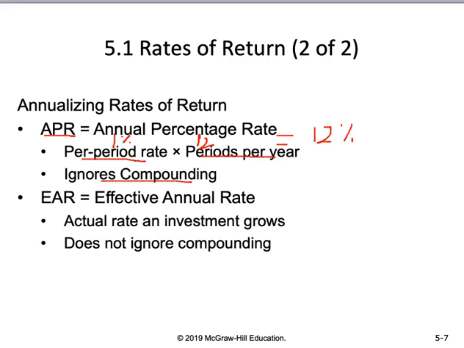Now, the EAR does not ignore compounding. So the compound rate is really what is important to us. And your BA2 has an interest rate conversion tool. If you'll push second and then the number 2, you'll see the word NOM pop up. That's nominal. That is the APR. And I'll push in 12% or 12 in mine right now and then enter. Hit down and effective will pop up, and I'll hit compute.